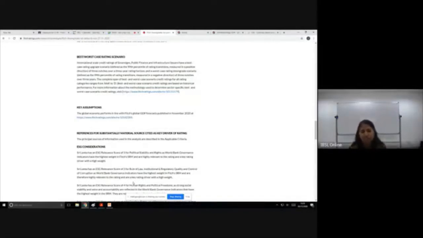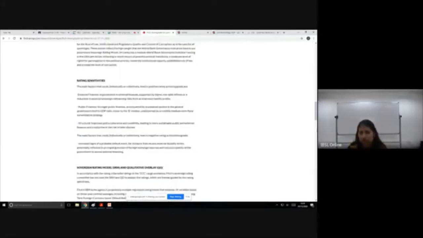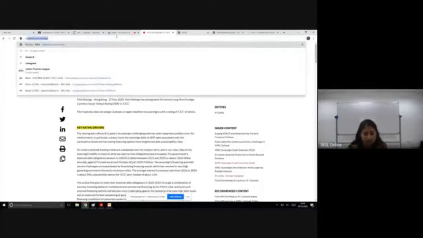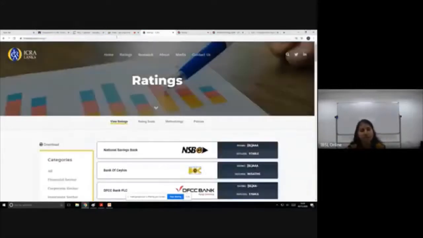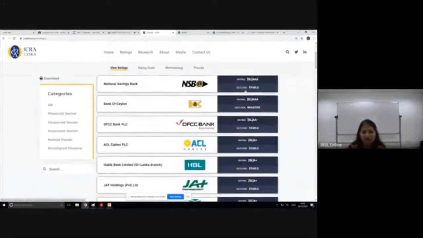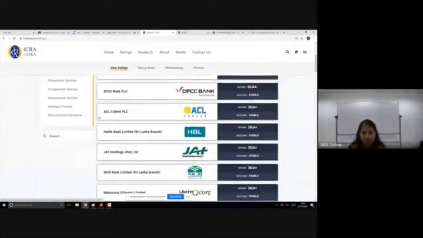That information is given out by rating agencies. So locally, we don't only have Fitch, we also have ICRA. If you have time, check on their websites. I know you might not, but that's why I'm showing these to you now itself. So this is ICRA. You can see ICRA, the rating that they've done and the latest ratings is shown here.